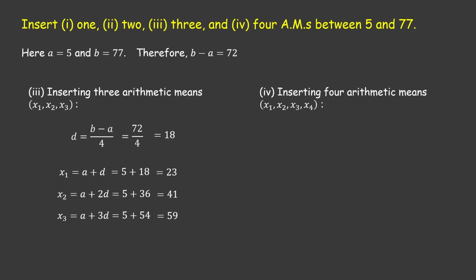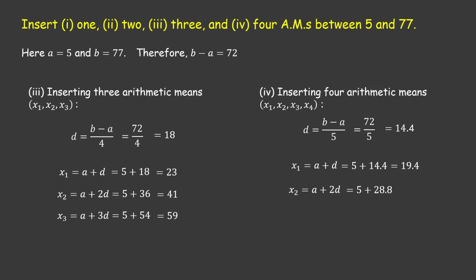Lastly, we insert 4 arithmetic means. So the difference will be (b - a) divided by 5. Now the line segment is divided into 5 equal parts. That is 14.4. So x1 is 5 plus 14.4, that's 19.4. x2 is 5 plus 28.8, that's 33.8. Then we'll go on and find x3 and similarly we'll find x4. a plus 4 into d. 4 into 14.4 is 57.6. So x4 is 5 plus 57.6, that's 62.6.